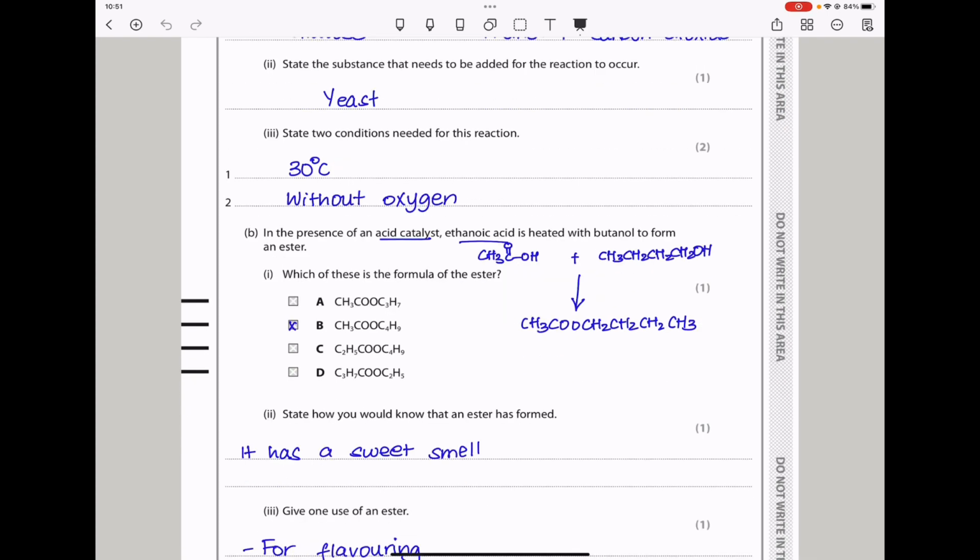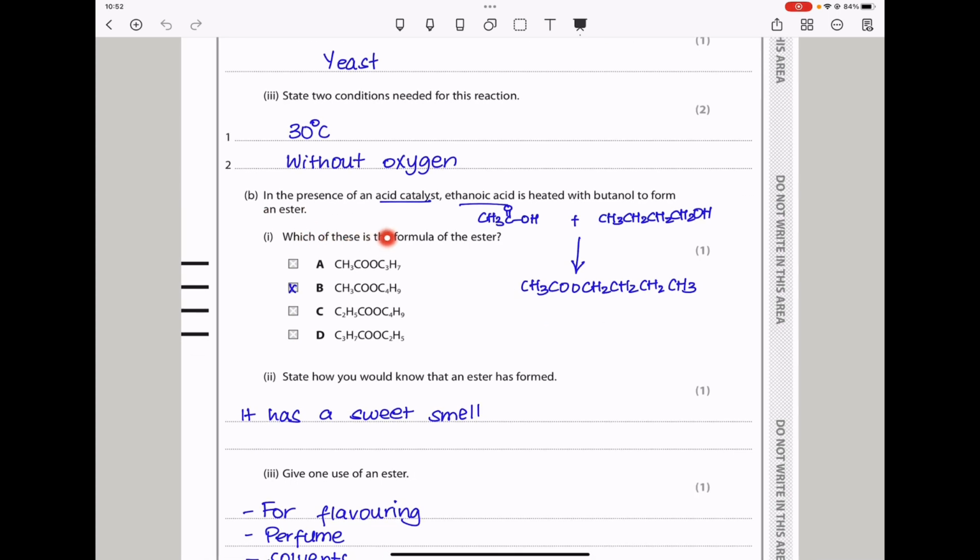In part B, in the presence of an acid catalyst, ethanoic acid is heated with butanol to form an ester. So they say which of these is the formula of the ester. Reacting ethanoic acid and butanol, the OH is going to go away, and that hydrogen is going to go away. So this oxygen comes and attaches here to form what we see here. So this is going to be CH3COO, 4 carbons and 9 hydrogens, and this is going to be my answer.